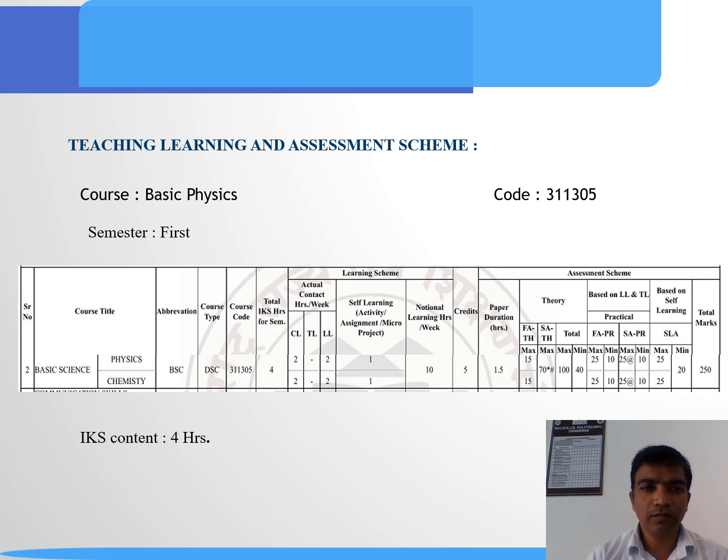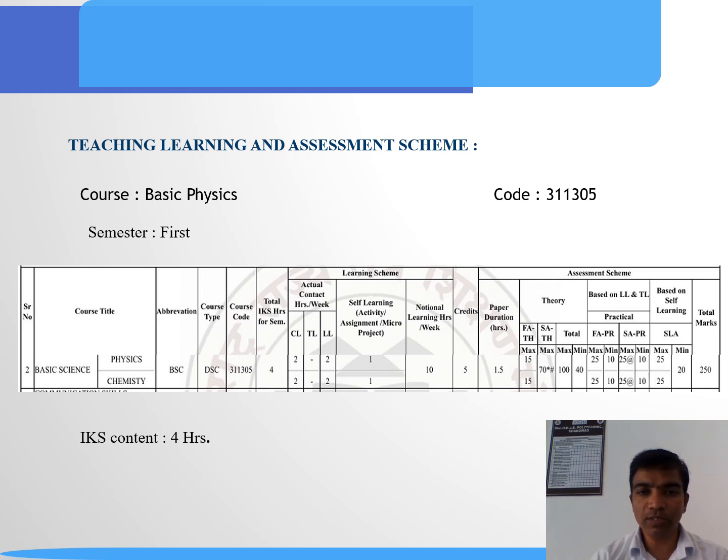Let us see the teaching, learning and assessment scheme for the course Basic Physics. As we all know, the code for Basic Physics is 311305. The course title is Basic Science, and in this Basic Science, 2 subjects are included, Physics and Chemistry. The abbreviation is BSc, the total IKS hours for this course is 4 hours, and a self-learning activity is also included in Basic Science. So this is all about the learning scheme.